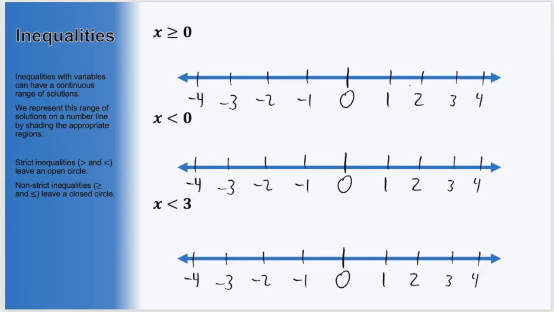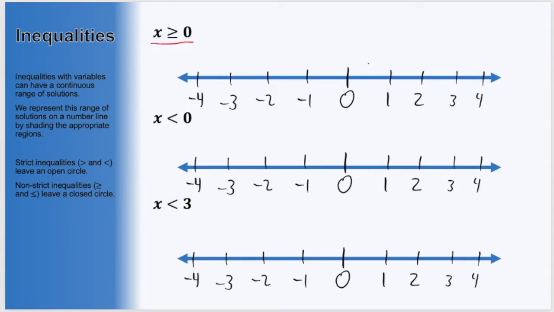Hi again, everyone. Last time we introduced the inequality symbols less than, greater than, less than or equal to, and greater than or equal to. Today we'll be seeing how we can use these symbols, along with variables, to express a continuous range of numbers. Let's consider some variable x to represent our possible numbers. If we have the inequality x is greater than or equal to 0, this means that our variable x could be any number that is greater than or equal to 0.